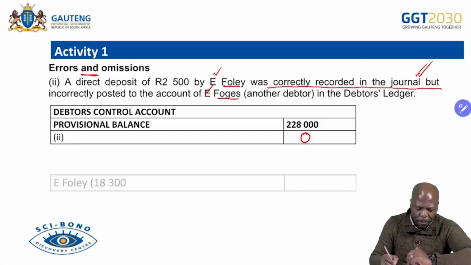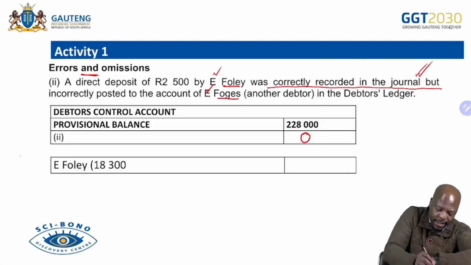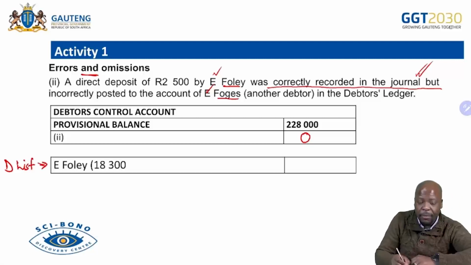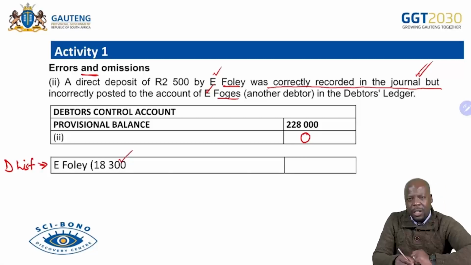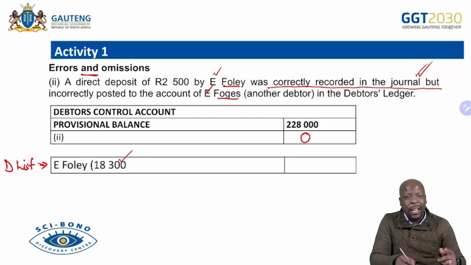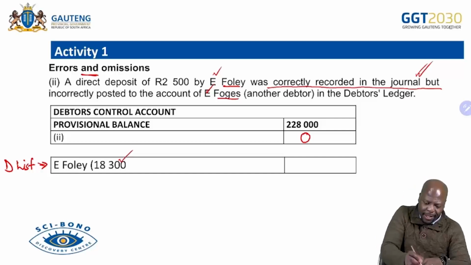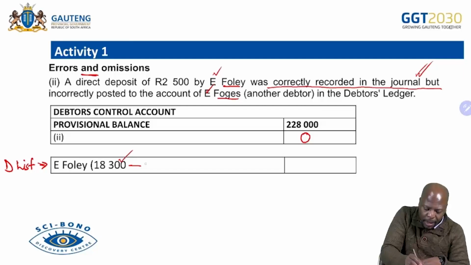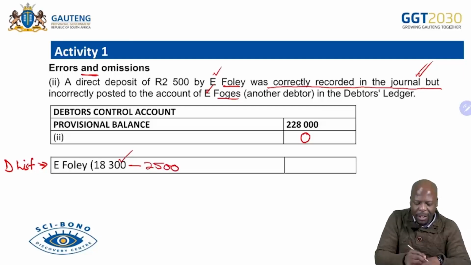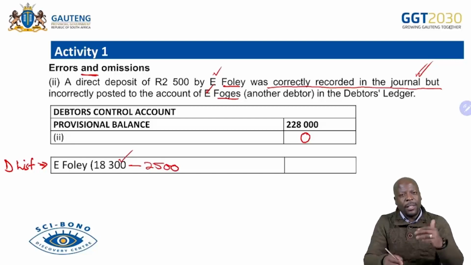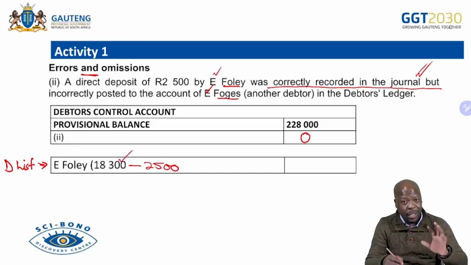What is the next thing now? I need now to come to my debtors list. Let's see what's going to happen in the debtors list. In the debtors list, I've already opened my bracket. Who do I have? Foley, 18.3. Now, there is a direct deposit. Foley has paid. If a payment has been received from a debtor, what sign goes with it? It is a minus. That means we should now come and correctly record it in Foley. That is my minus 2,500. As simple as that. Once a debtor pays, it's a minus.